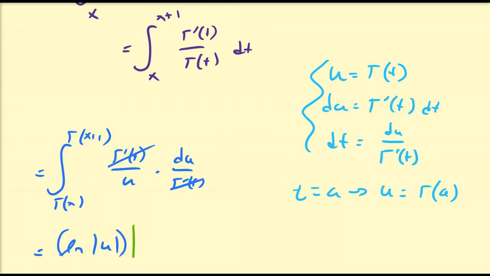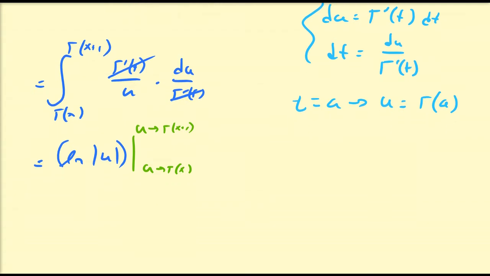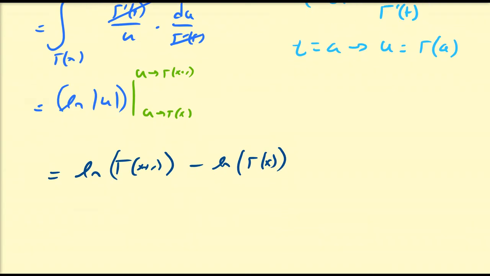But it's definite, so we're going to evaluate this as u goes to gamma of x plus 1, and as u goes to gamma of x, and then we're going to subtract these values. So that's going to give us what? So then we have the natural log of gamma of x plus 1 minus the natural log of gamma of x. And then we can use the properties of logarithms here. So we have the natural log of gamma of x plus 1 all over gamma of x.